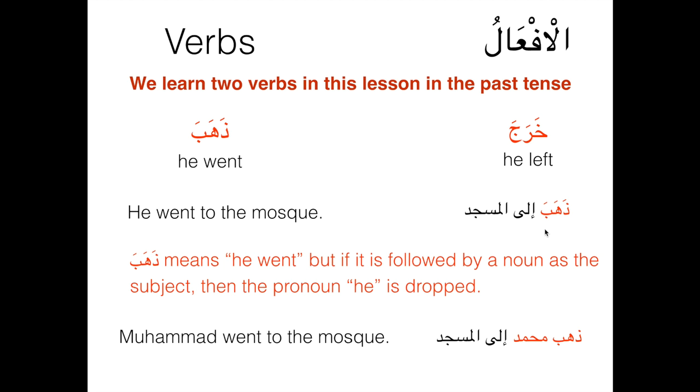Dhahaba ila al-masjidi. He went to the mosque. So dhahaba actually means he went. When you add a proper name to dhahaba, the "he" part is dropped. Okay, so you say dhahaba Muhammadun ila al-masjidi. Muhammad went to the mosque. You will not say Muhammad, he went to the mosque. No. So the translation would be Muhammad went to the mosque. But if the doer of the action is not present in the sentence, like dhahaba ila al-masjidi, then we will translate it as he went to the mosque.